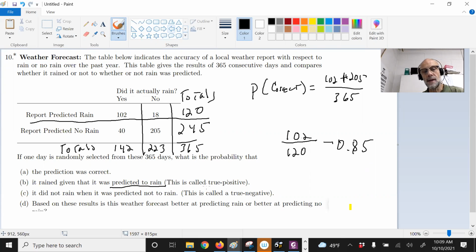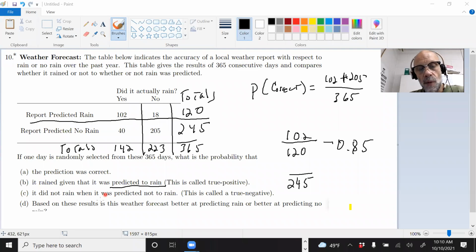And then, it did not rain when it was predicted not to rain. Well, how many times did it not rain? It predicted no rain 245 times. That's interesting that this is just going across the rows. Yeah, I'm right, I'm using the not rain. I was wondering if I shouldn't be using the column. But no, I'm looking for the given. They didn't word it as given here, and that's what was throwing me for a minute, making sure I was doing this right.